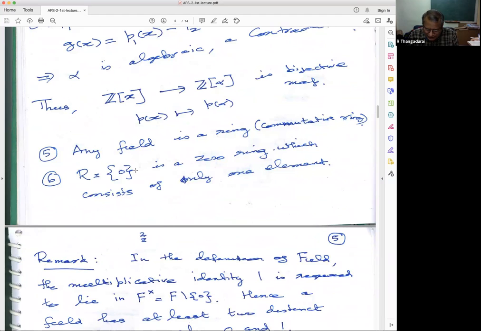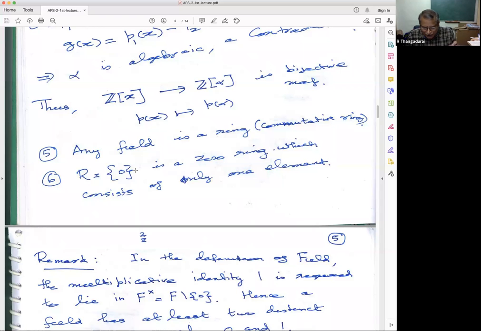Any field, just to recall, with respect to two operations, is a group and a commutative group, and the distributive law exists. So any field is a ring, a commutative ring in fact. If you take R to be just a singleton zero, then it is a zero ring. This is also a ring which consists of only one element.